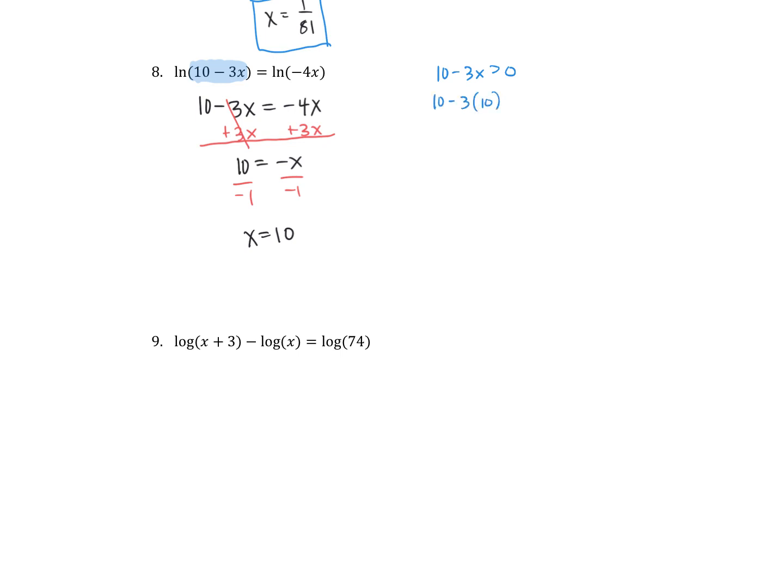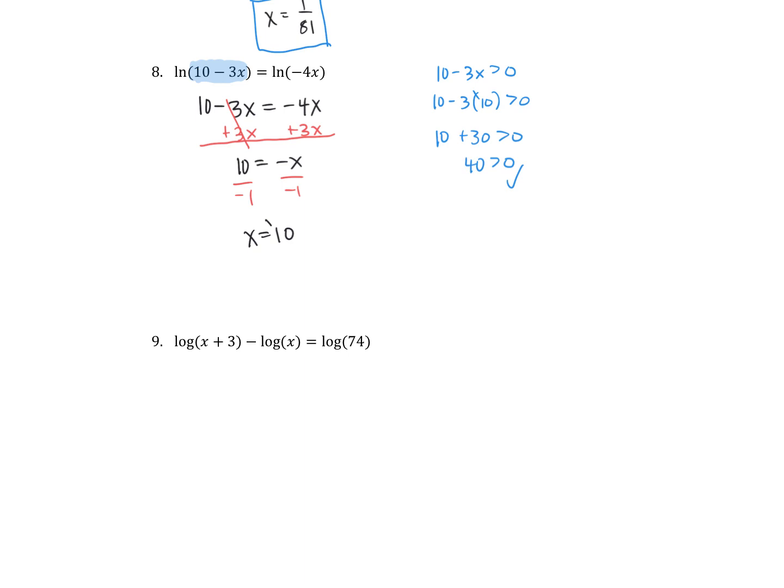Oh, whoops, how did I miss the negative? This is supposed to be a negative 10, so that changes things. This should be a negative 10. Okay, so 10, this will be plus 30, which is 40. 40 is greater than 0, so that checks.